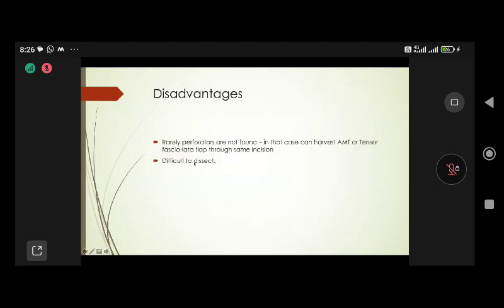Disadvantages are rarely perforators are not found. In that case, we can harvest an anteromedial thigh flap or tensor fascia lata flap through the same incision. And sometimes it is difficult to dissect when the perforator is traversing through the muscle.